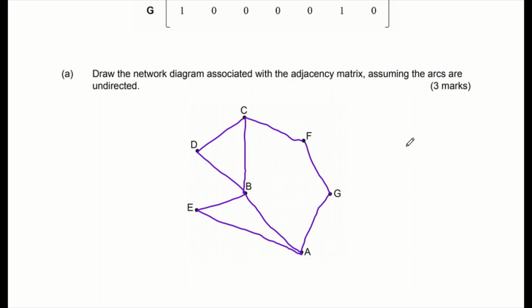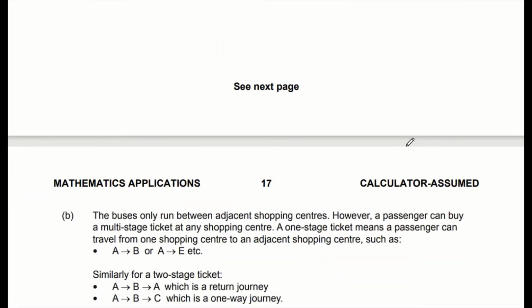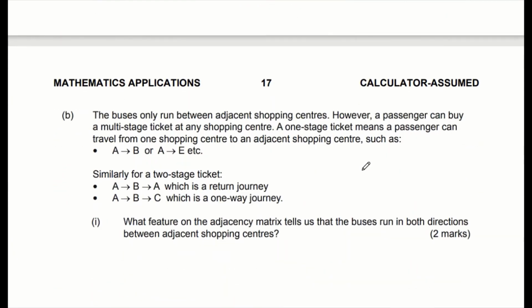Okay, so now part B. The buses only run between adjacent shopping centers. However, a passenger can buy a multi-stage ticket at any shopping center. A one stage ticket means a passenger can travel from one shopping center to another adjacent shopping center. So for example, A to B, or A to E, that is one stage.